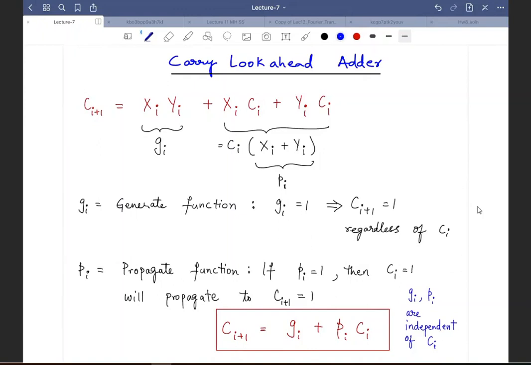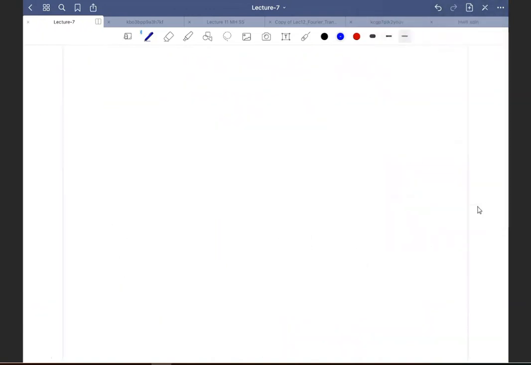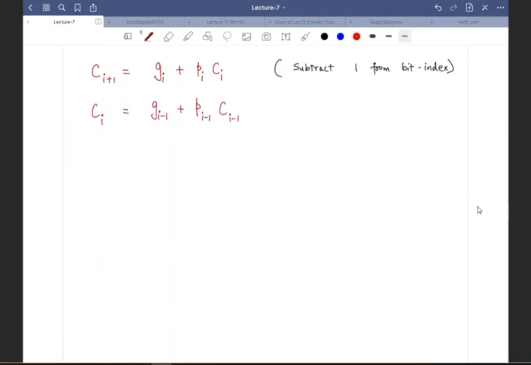So what can I do with this expression? I can play a little algebraic trick with that expression. If c sub i plus 1 is g sub i or p sub i c sub i, can you guys think about writing an expression for c sub i? All you have to do is subtract 1 from the bit index. What do you get? c sub i will be g sub i minus 1, the previous generate function, or p sub i minus 1, c sub i minus 1. Let us write this as equation 1. This is equation 2.